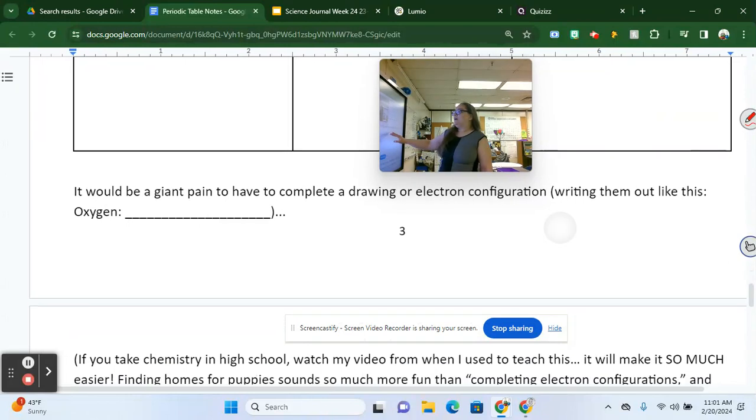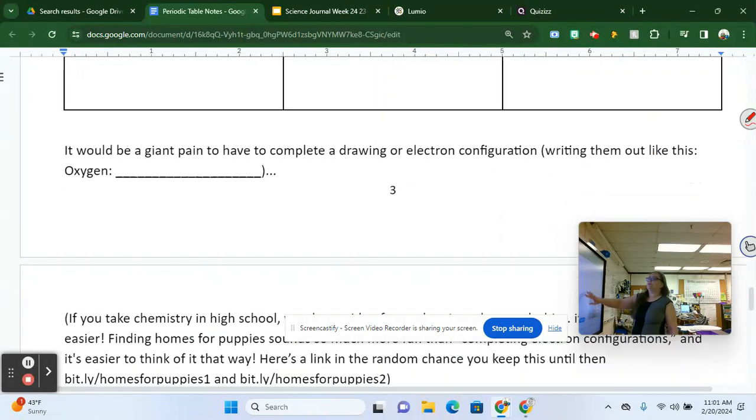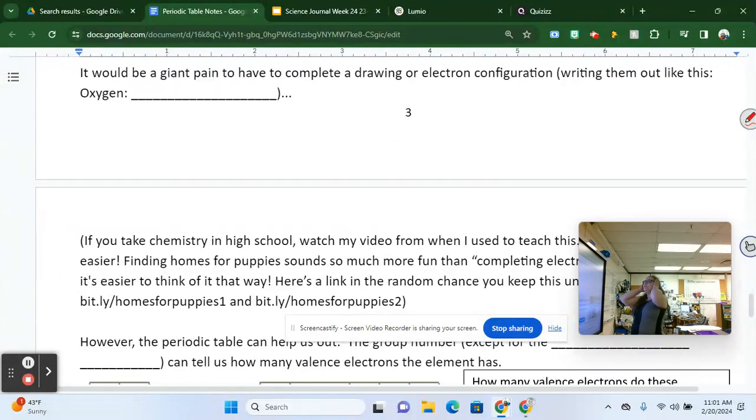All right. It would be a giant pain to have to complete a drawing or an electron configuration every time you want to know the number of valence electrons. So, like I've told you already, there is an easy way to remember it.